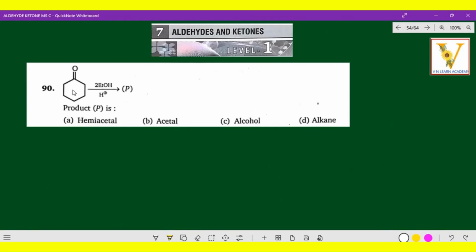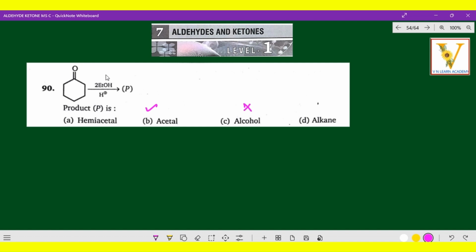The next question here. Cyclohexanone reacts with two molecules of ethyl alcohol in the presence of H plus ion. What is the product? Usually, you'll be getting acetal only, because the keto group reacts with alcohol. That too, they mentioned two molecules. So naturally, you'll be getting acetal only.